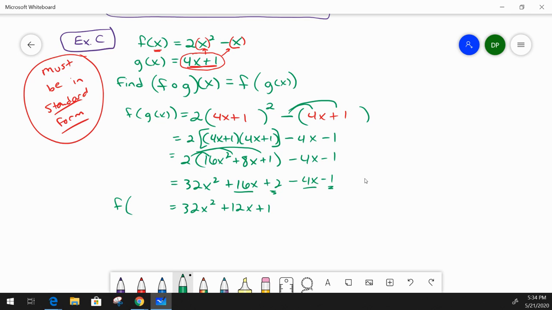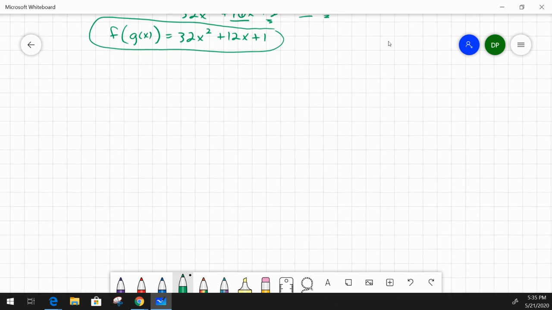And then always label this by the function that you've just created. So this is a newly created function now, so it has a new name, f of g of x. Okay, we have a couple more examples to go. This time, instead of just substituting a variable, we are substituting an expression. So it's going to look a little bit different.